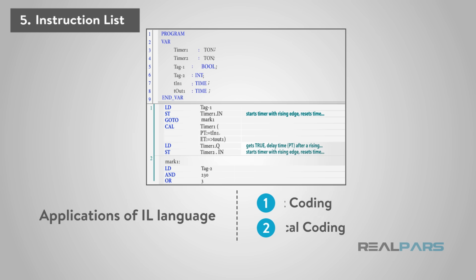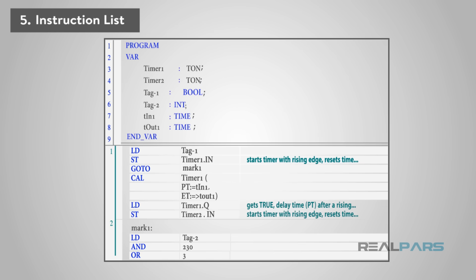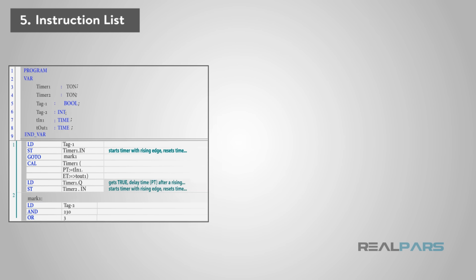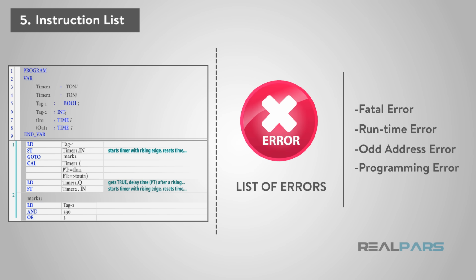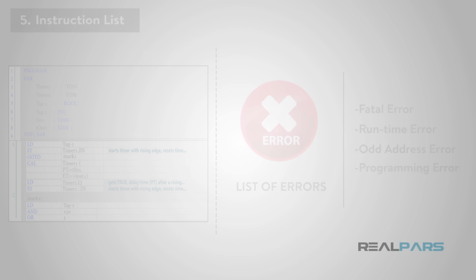This instruction list language is valuable for applications that need code that is compact and time-critical. The main disadvantages of this PLC programming language are that there are few structuring possibilities, with the goto command being one of them. There can also be many errors that are more difficult to deal with in comparison to many of the other languages that I've previously reviewed.